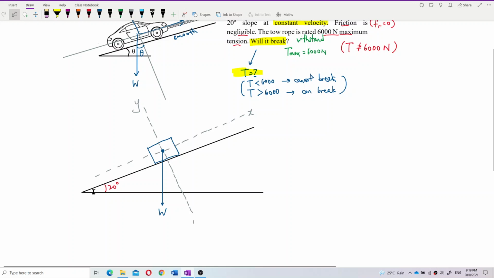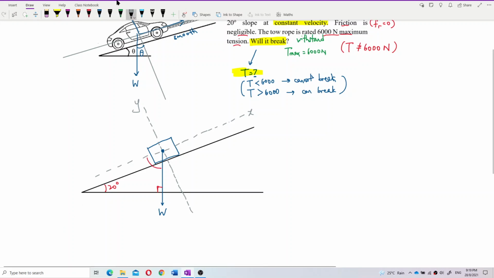Look at this one. This is a right angle triangle, isn't it? Here this one is 90 degrees, because this weight is directly downward and this line is horizontal. So this one is 90 degrees. So what is this angle?